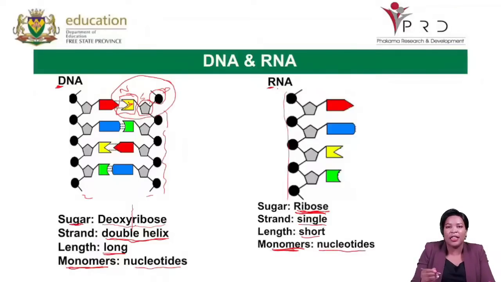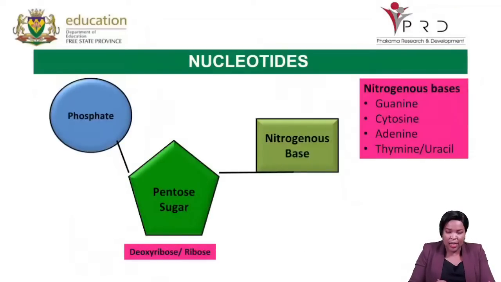So let us take a look at the nucleotides at a closer look. This is a structure or a diagram of a nucleotide. So your pentagon here is gonna represent your sugar. The pentose sugar is just the general name for the types of sugar that you find in nucleic acids. But if you are talking about DNA, obviously the name of the sugar is going to be deoxyribose sugar. And if you are talking about RNA, the name of the sugar is going to be ribose sugar.